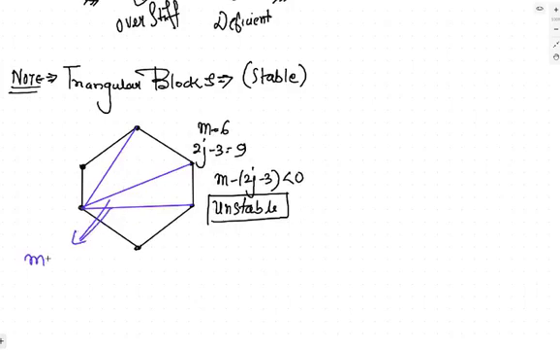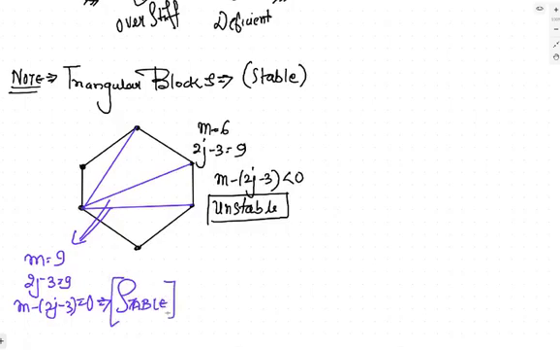Now the number of members is 9, you have added 3 members. 2j minus 3 is again 9. It means m minus (2j minus 3) will become 0. Now the structure will become stable. It means that if triangular blocks are present, then the structure will become stable. This is what I want to explain here.